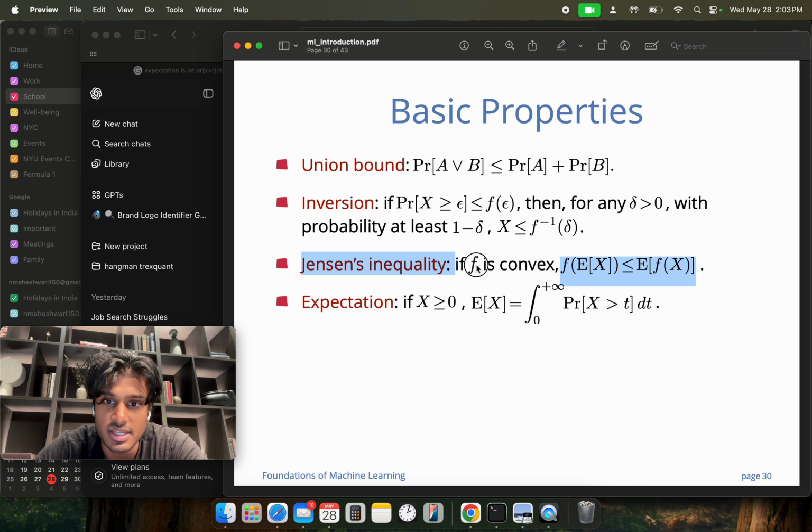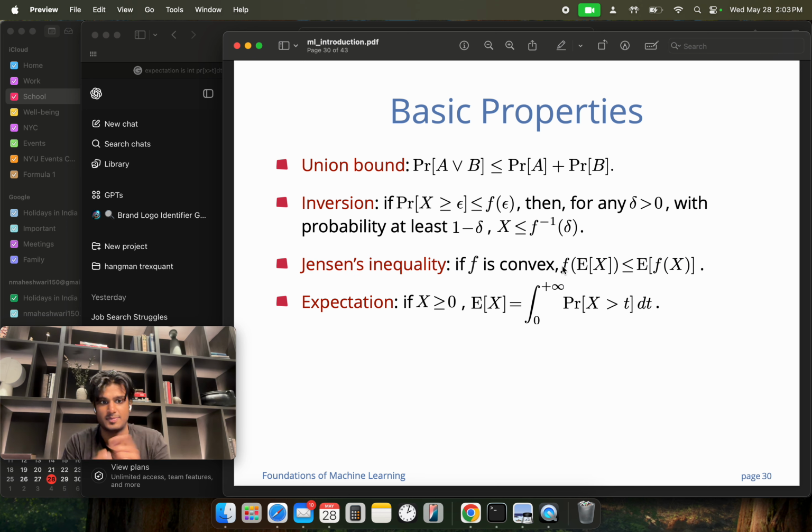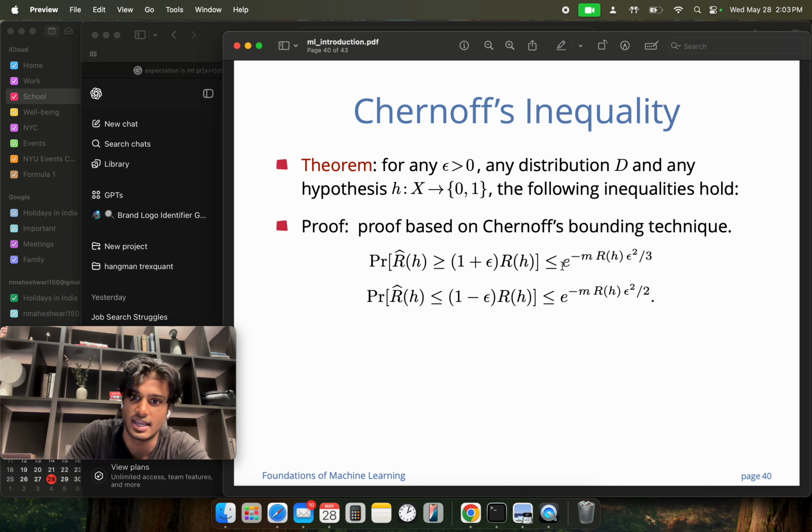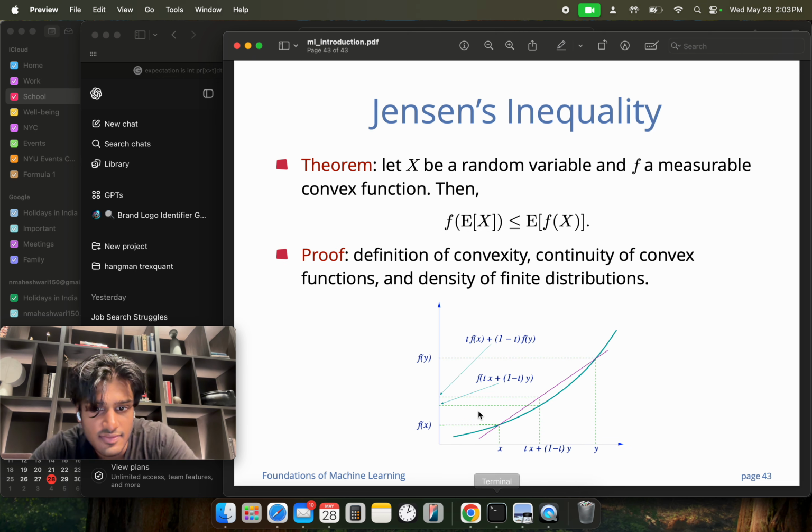Jensen's inequality says that if f is convex, then f of the expectation of X is less than the expectation of f of X. Why does this hold? We'll look at a diagram. Let's say we only had a binary variable, with X having probability t and Y having probability 1 minus t. So the expectation of the variable is t times X plus 1 minus t times Y, which is this.